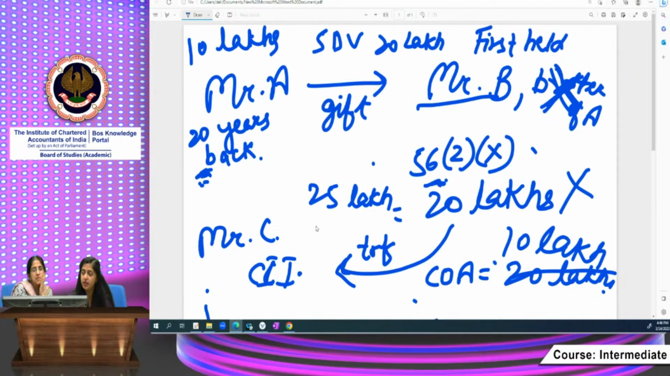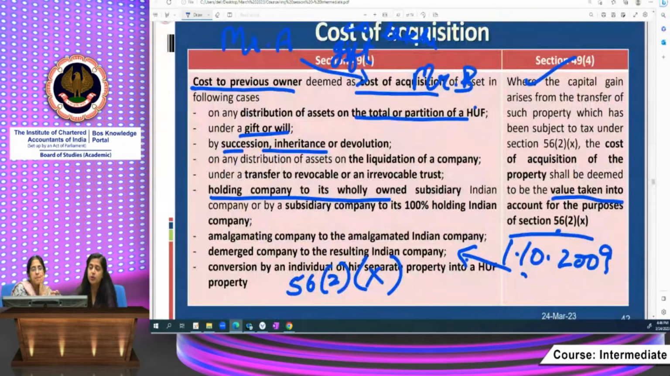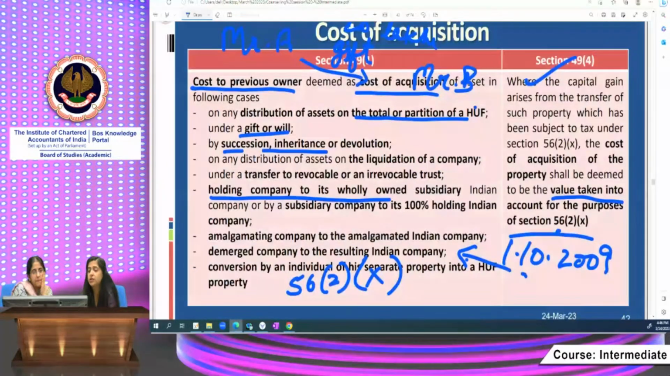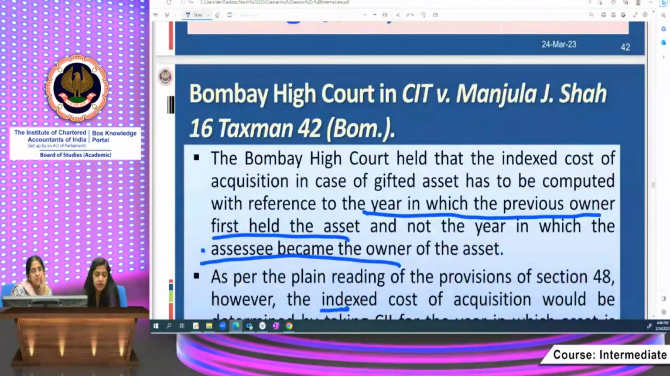It is very important, students, to distinguish between the two, 49(1) and 49(4), and apply the ruling of Manjula J. Shah in the correct situation. You can't apply this ruling in both the cases. I hope the difference between 49(1), 49(4), 56(2)(10) and the Manjula J. Shah case is clear.